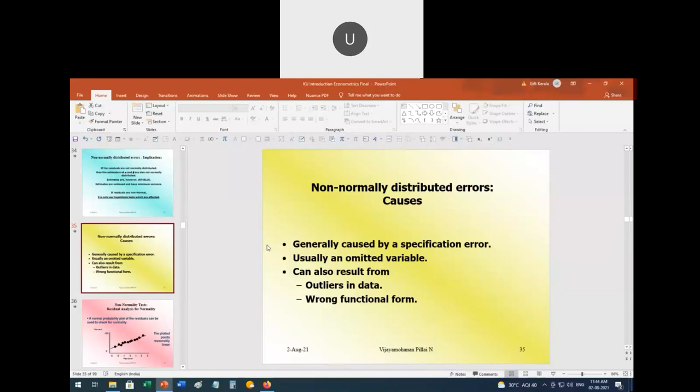So usually when we say independence of errors, that means errors are independent among themselves. But orthogonality is different from that. Orthogonality refers to independence of explanatory variables from the error term. Got the idea? Okay, sir. Thank you, sir.